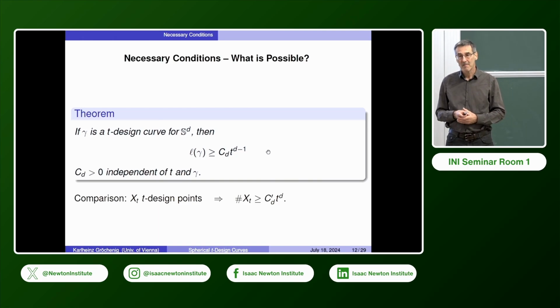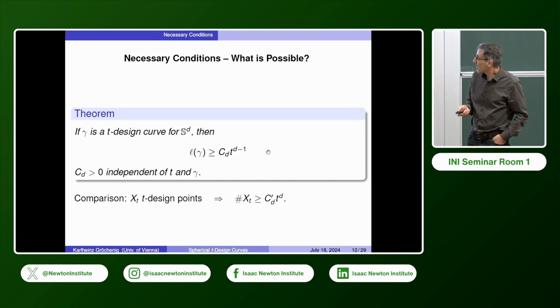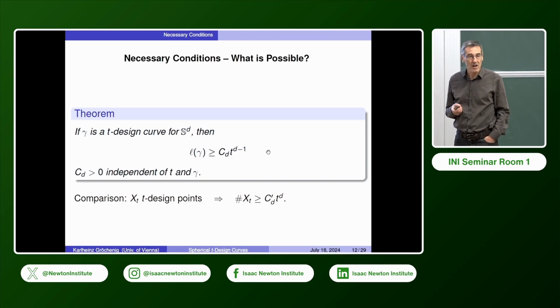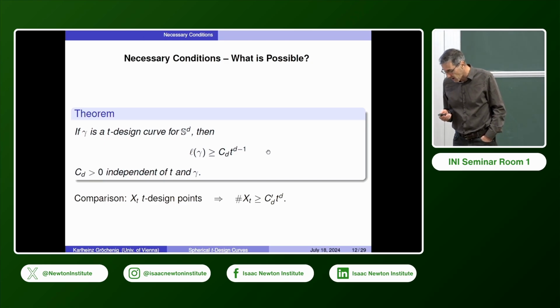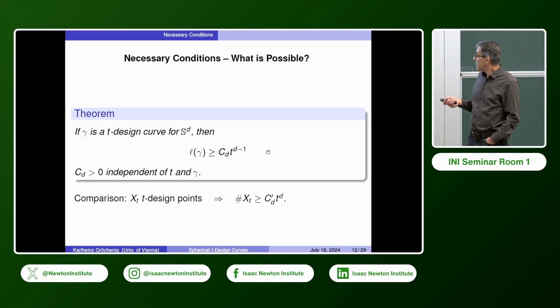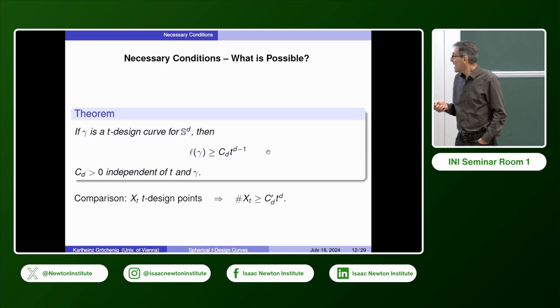But in the end, you want to know what you have proved and how useful or good it is. So the first thing is, what is possible when you try to construct a T-design curve? And so here is a necessary condition.